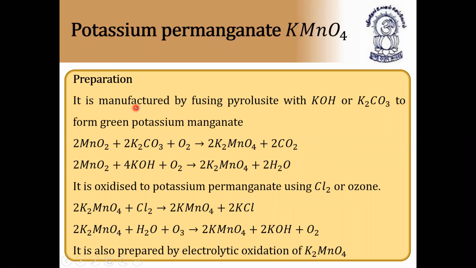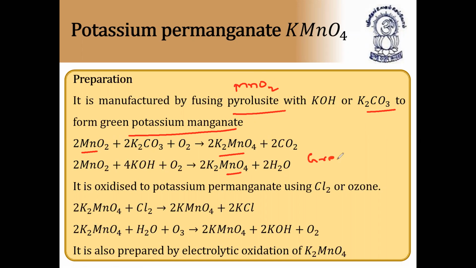Next, potassium permanganate preparation. Again, the important reactions we have done. Potassium permanganate is manufactured by fusing pyrolusite. Pyrolusite means manganese dioxide, that is MnO2, with potassium hydroxide or potassium carbonate to form green potassium manganate, that is K2MnO4. This is called green color.